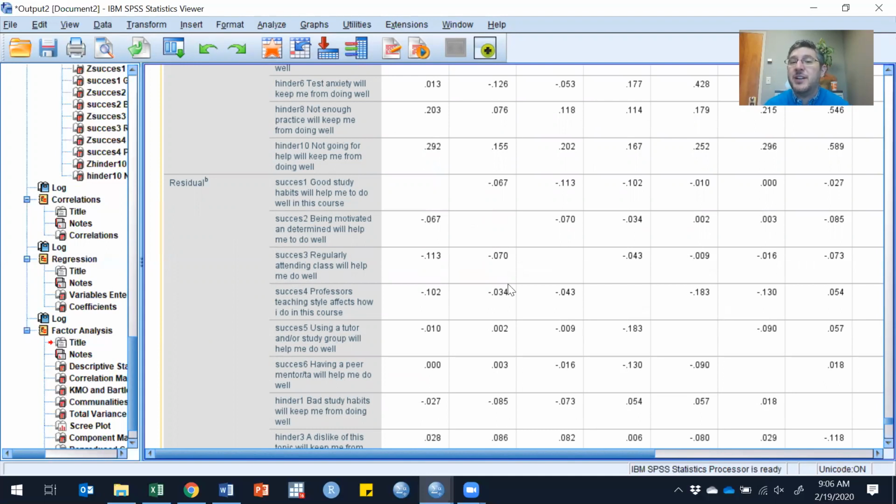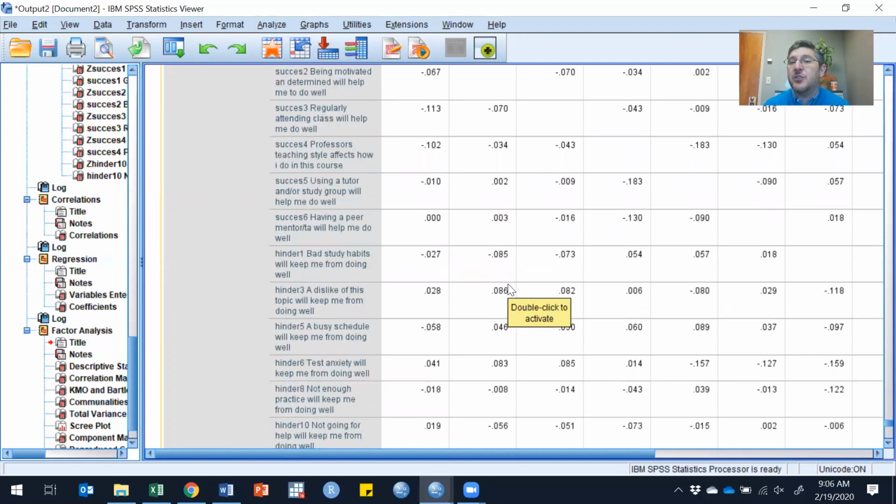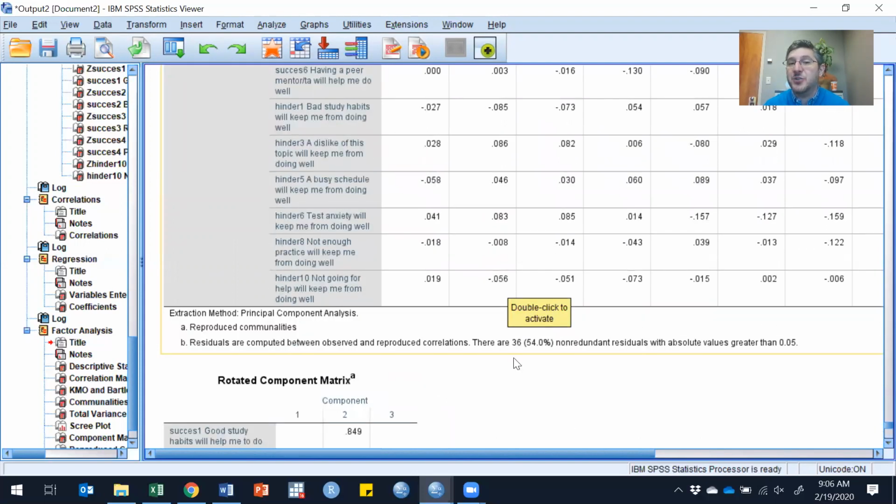What we want to do here is look for large residual correlations. Here it gives you a little footnote here. There are 36 residuals with absolute values greater than 0.05. That's around 54% of the data. And you can see here's a couple that are sort of large. I'm not doing a good job of explaining the relationship Hinder 6 has with several other items you can see here.